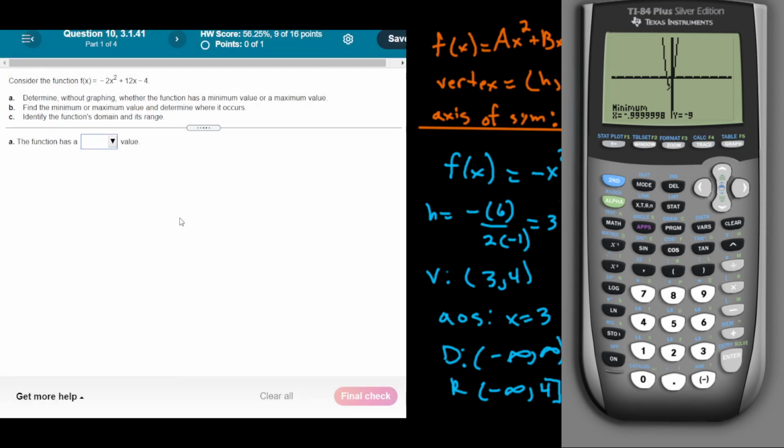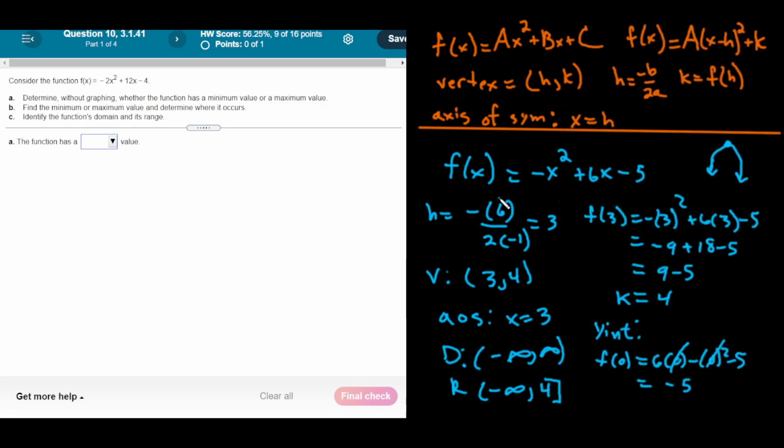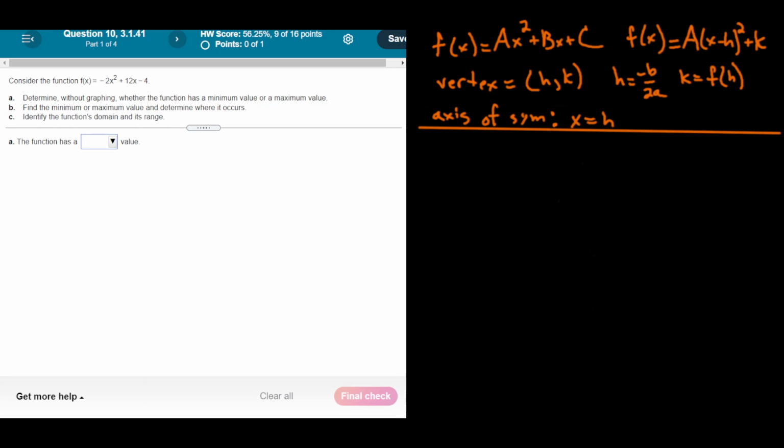All right, consider the function. Determine without graphing whether the function has a min or a max. Now, is this particular function going to be right side up or upside down? That is the real question. So let's erase this. Okay, so what is our a? The leading term is negative 2. So it's negative. So the shape of the parabola should look something like that, upside down. By definition, because you have a ceiling, this is a max. So it definitely has a max.